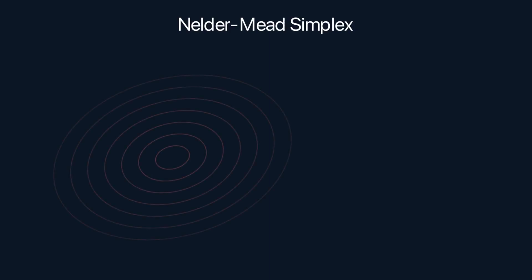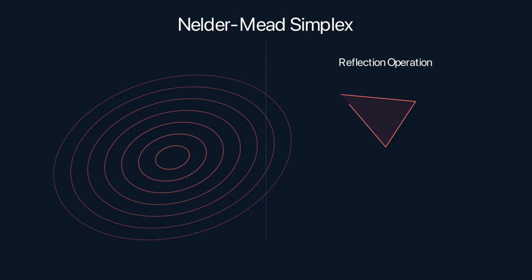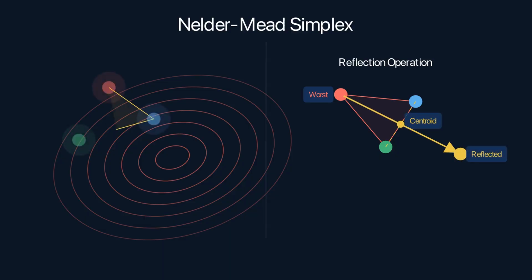What if you can't feel the slope? Some functions aren't differentiable. Nelder-Mead uses 3 riders forming a triangle, a simplex. At each step, the worst rider reflects through the centroid of the other 2. If the new position is better, the triangle moves toward the valley. If not, the triangle shrinks. No gradient needed, just function evaluations.